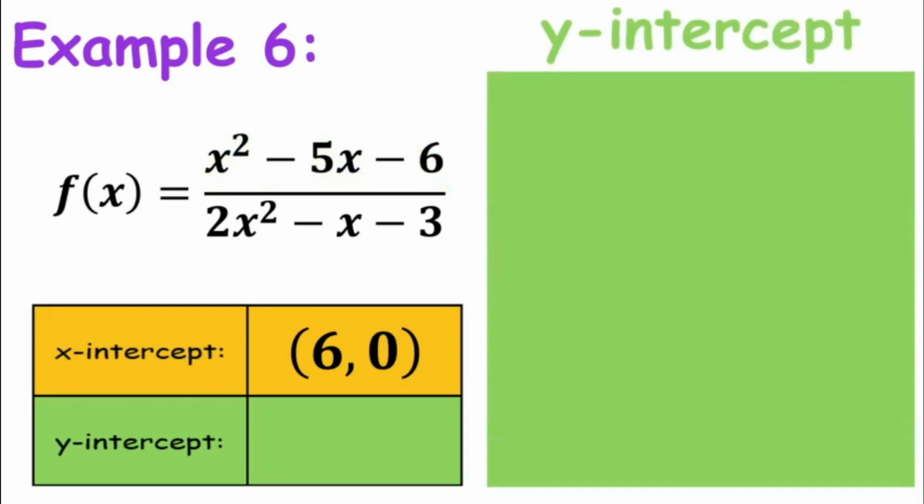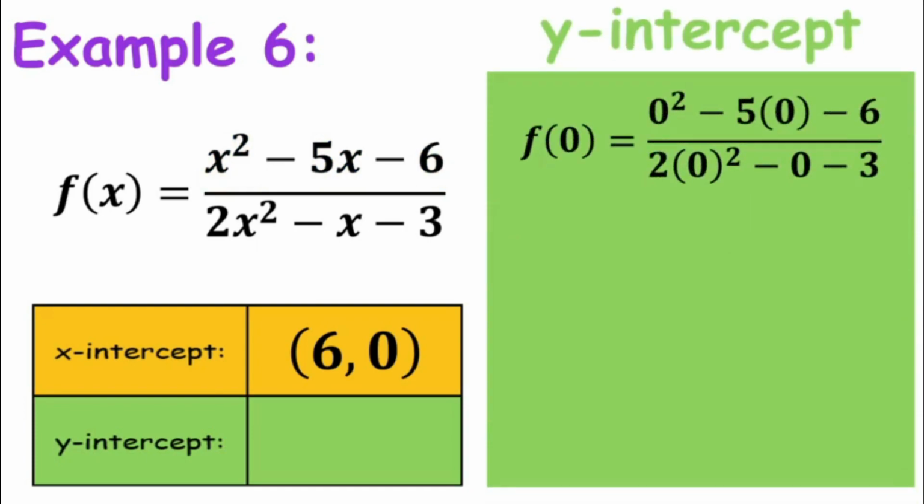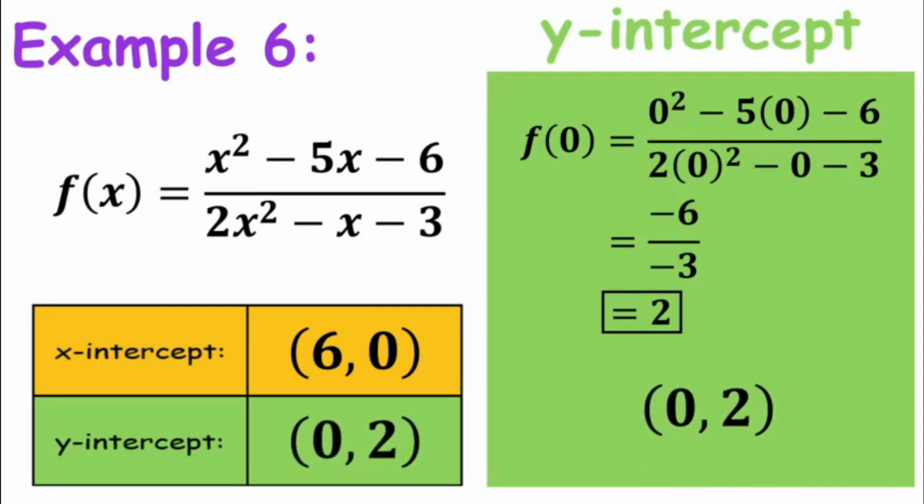For the y-intercept, f of 0 is equal to 0 squared minus 5 times 0 minus 6 all over 2 times 0 squared minus 0 minus 3, which gives us negative 6 over negative 3, which can be simplified to 2. So the y-intercept of the function is (0, 2).